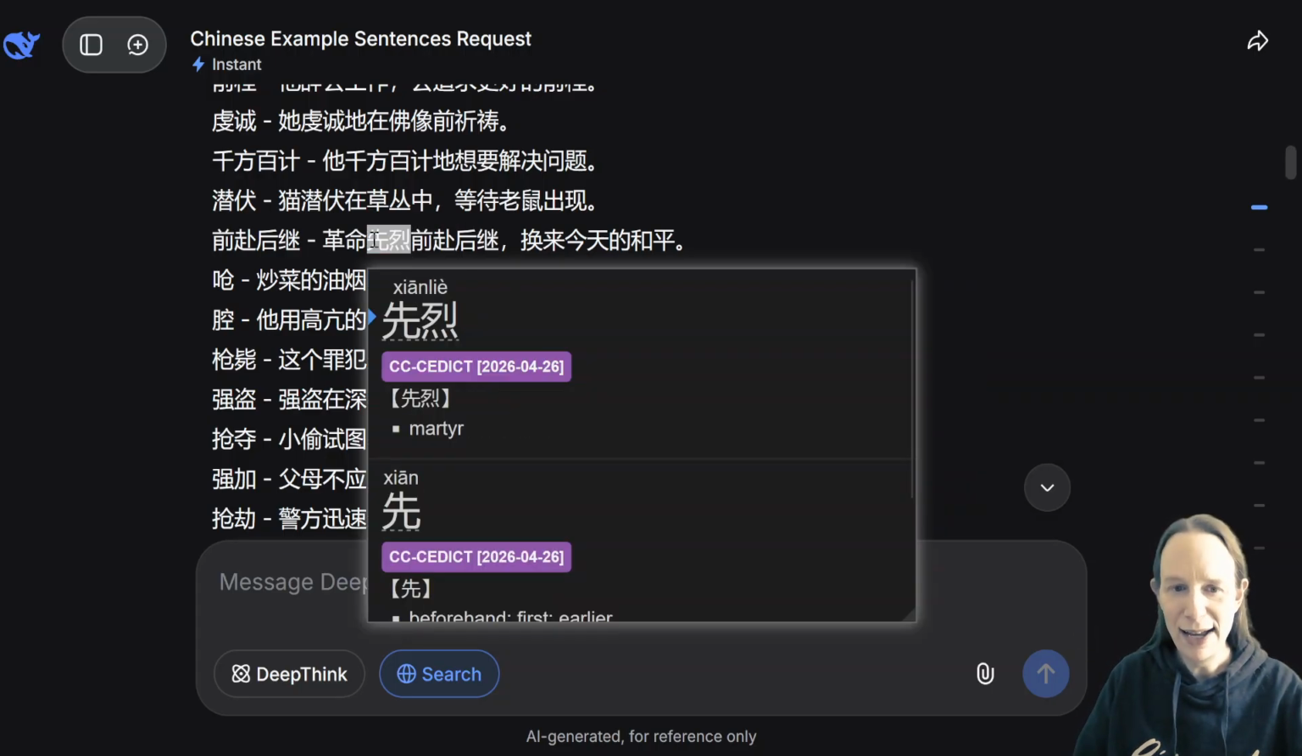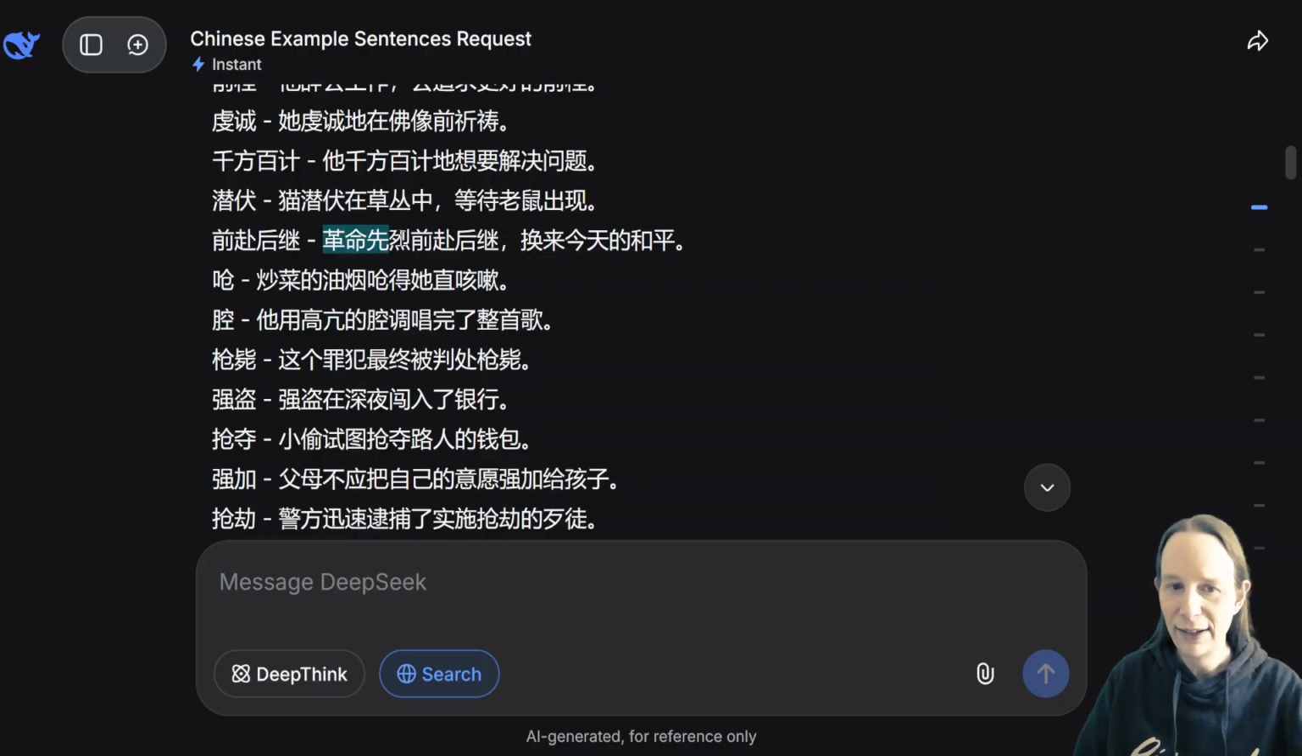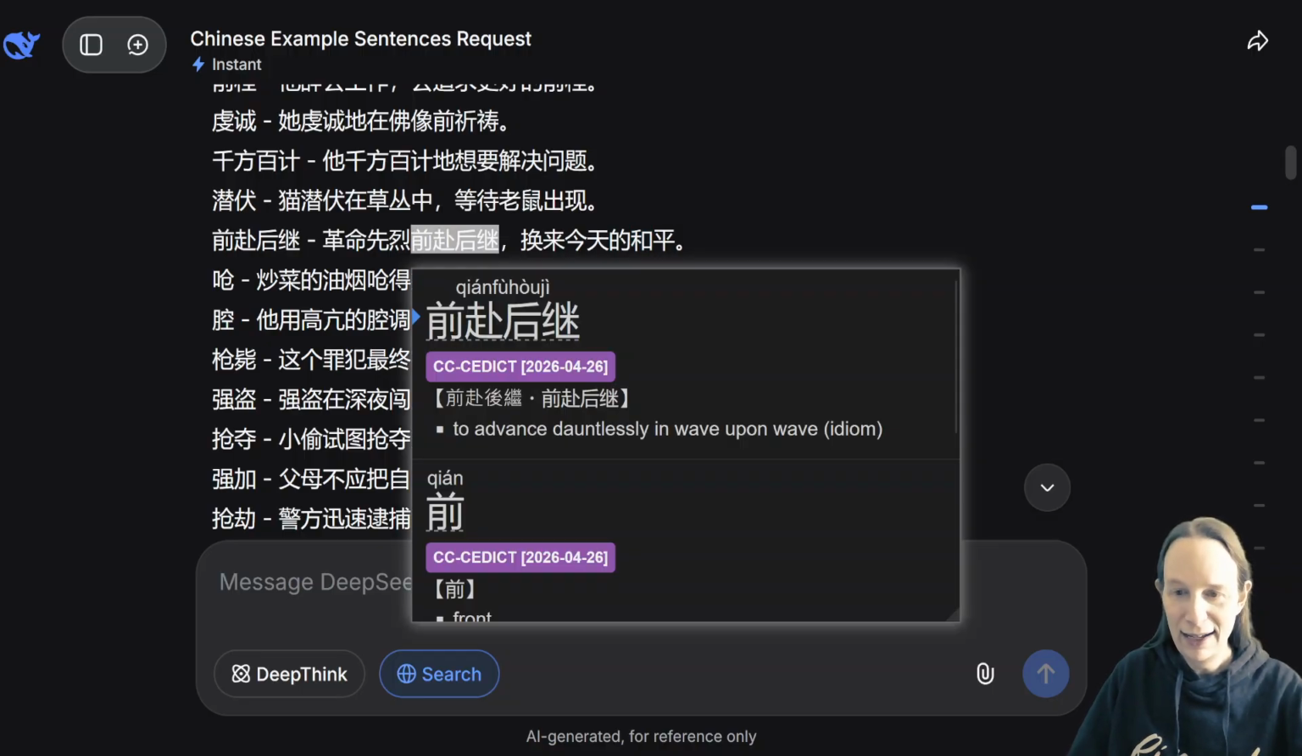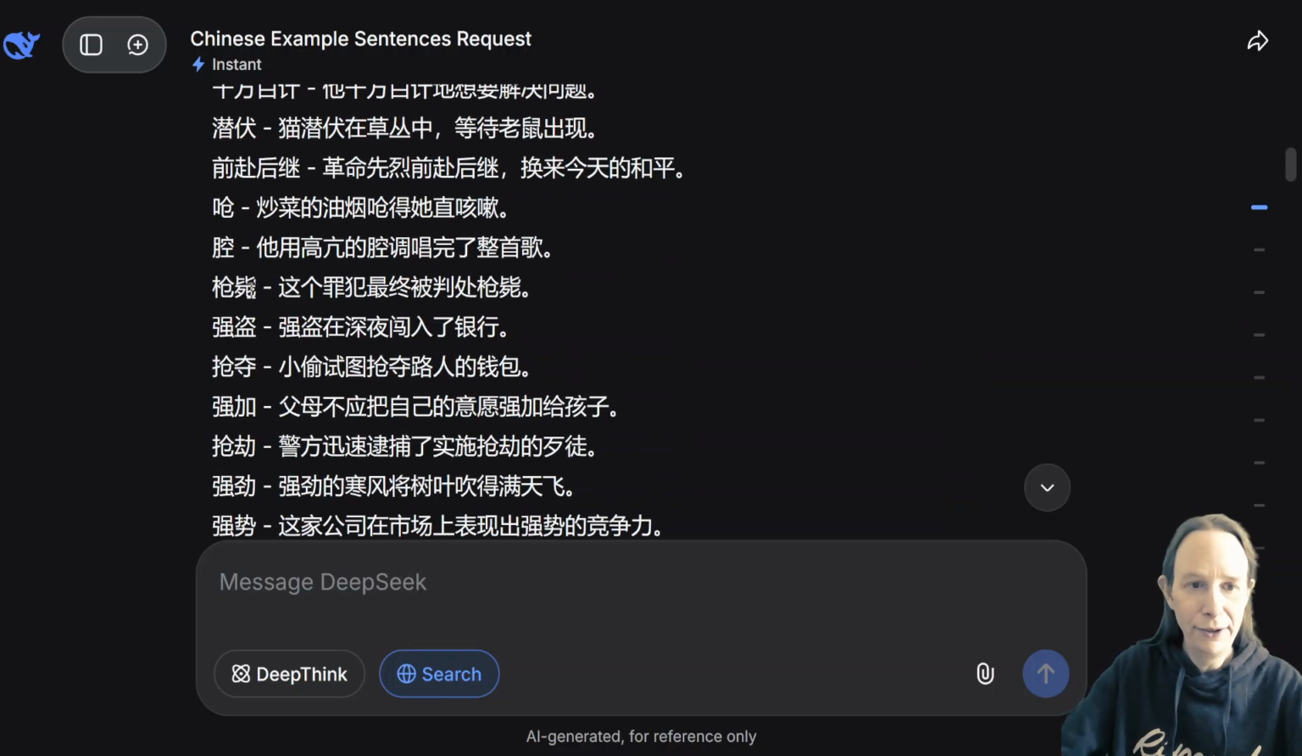先烈 would be martyr, is it? Yeah, 先烈, so martyrs of the 革命 revolution. Advance forward and 换来今天的和平, so we're exchanged for today's peace. Okay. This is a new one for me. Yeah, all right, let's continue.